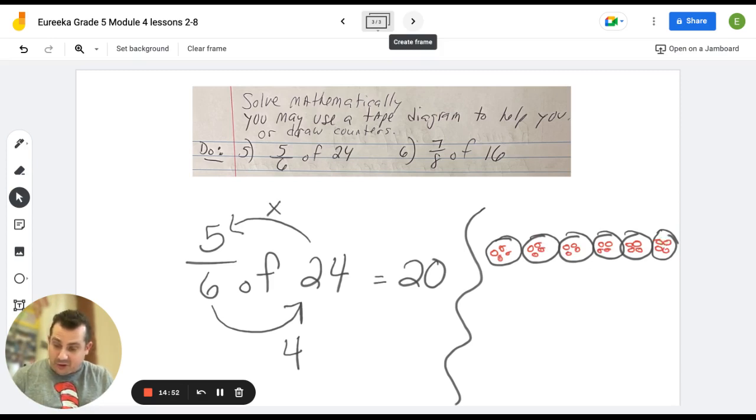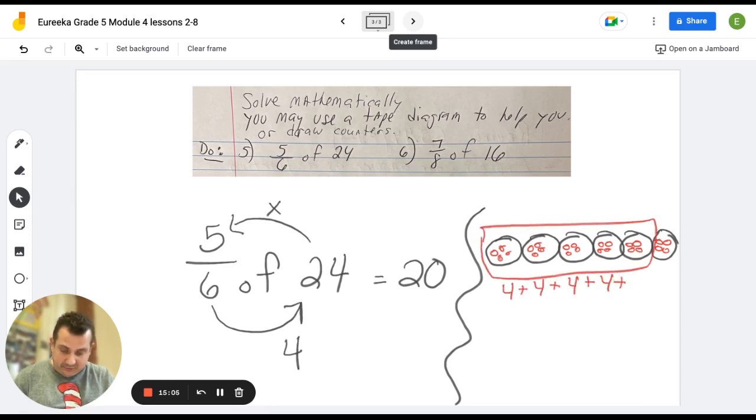And now I have to look at 5 of those groups. And inside 5 of those groups, well, there's 4 plus 4 plus 4 plus 4 plus 4. 4, 8, 12, 16, 20. And you get the same answer of 20. 5/6 of 24 is 20. So that's how you could draw it with your counters.